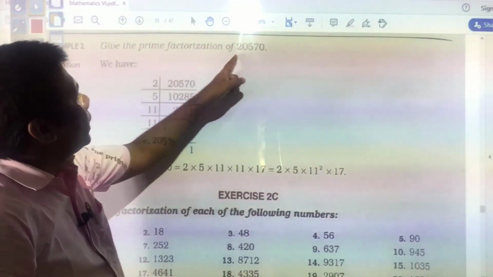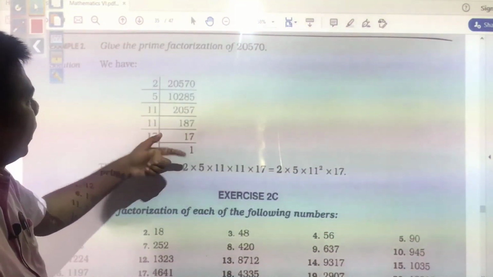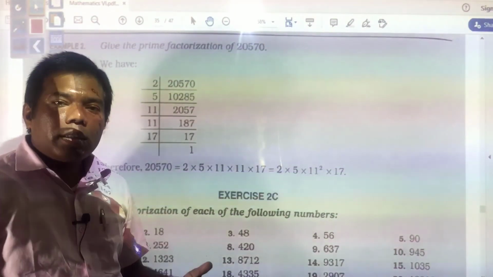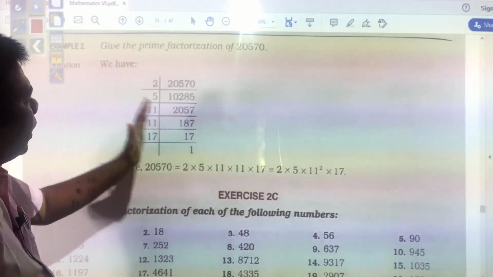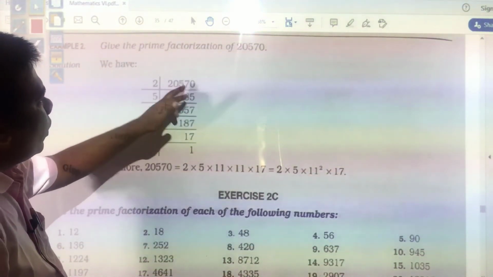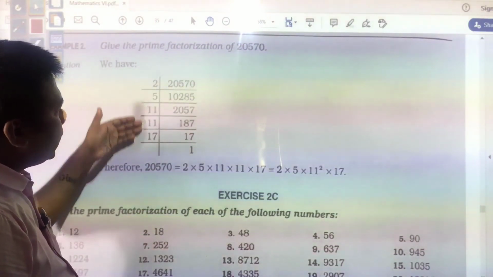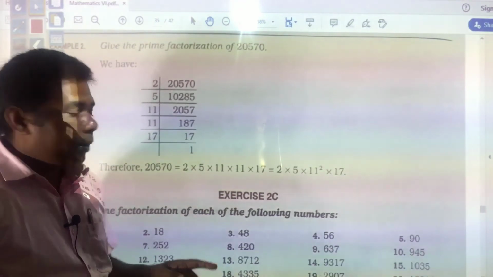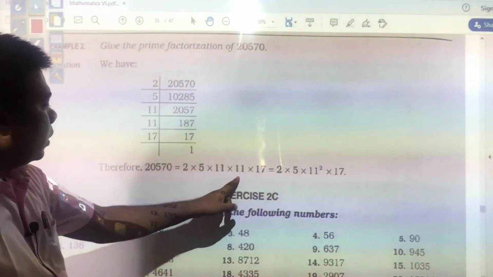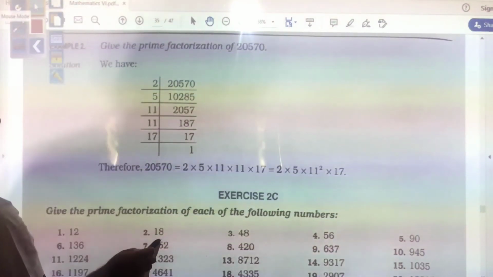Give the prime factorization of 20,570. In the same way this has to be done. Already you have learned the divisibility tests. Up to 2 to 11, you already know which number will be divisible by which number. So use that divisibility test and try to divide. And later you have Exercise 2C.